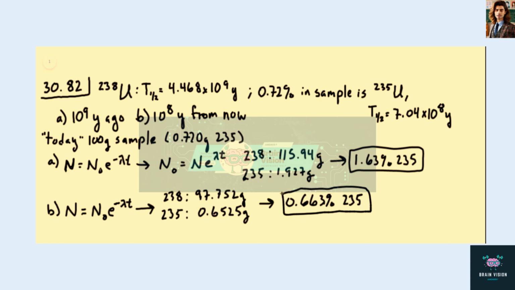Obviously, all of the uranium that has decayed since the sample was a billion years old, and then 100 million years into the future, obviously there's going to be other atoms in there. But out of the uranium in the sample, it's going to go from 1.63% uranium-235 a billion years ago, 0.72% uranium-235 out of the total uranium today, and then 0.663% in 100 million years.